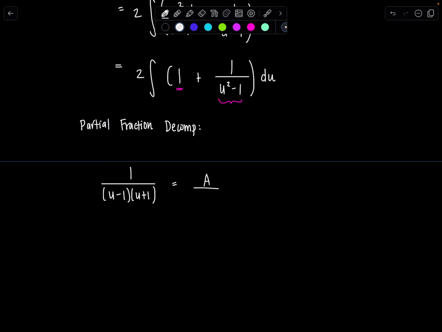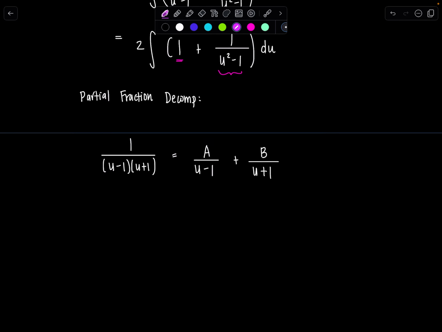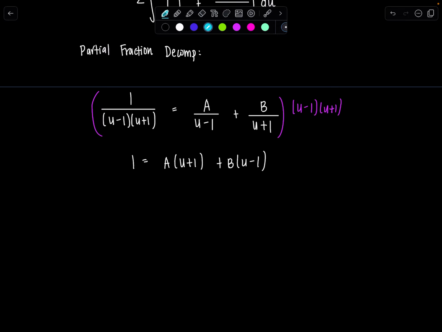So we'll have constants in the top because both of the factors in the denominator are linear, not repeated. Multiplying everything through by the LCD, which is u minus 1, u plus 1. Now we get 1 equals a times u plus 1 plus b times u minus 1. Now you could distribute everything, or you could do a little substitution so you could solve for a and b.